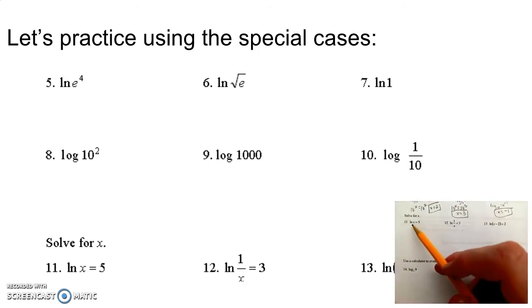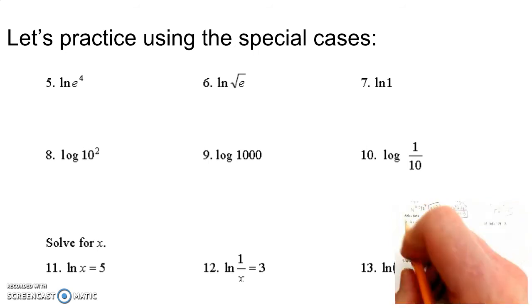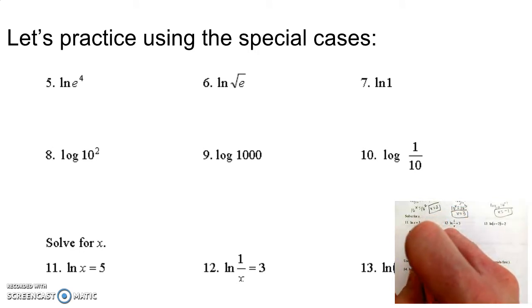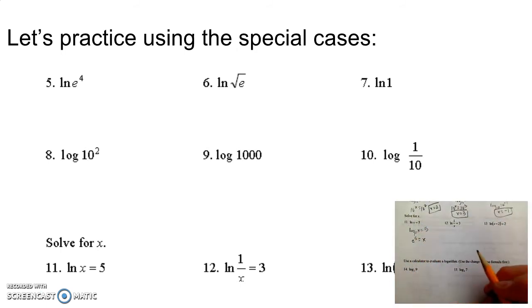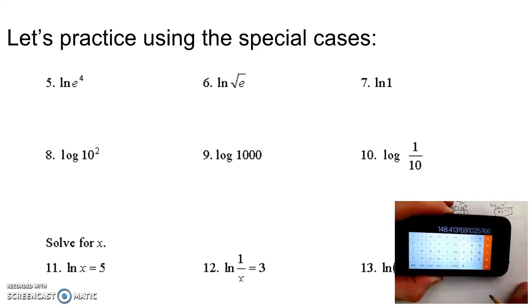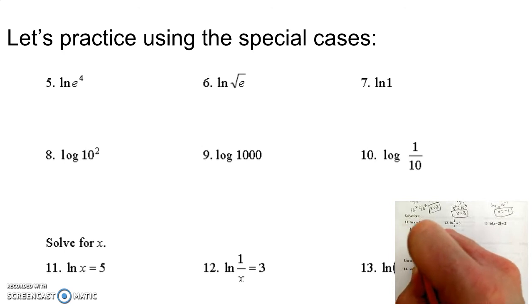We can use these also to get some values of x. So our natural log of x equals 5. That's saying what exponent can I put on e that will give me x equals 5? So e to the 5th equaling x. So if you plug that into your calculator, you get a value of 148.41.